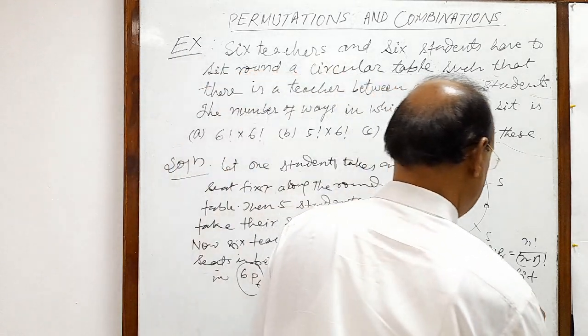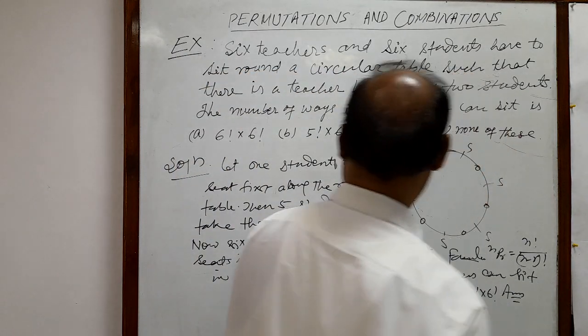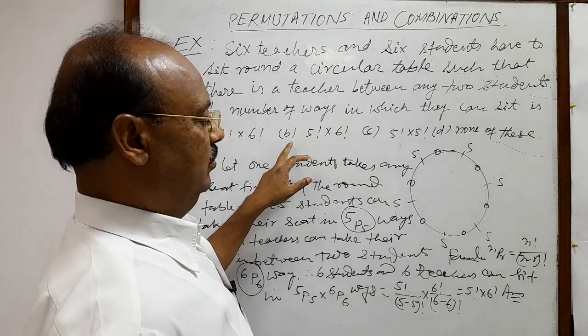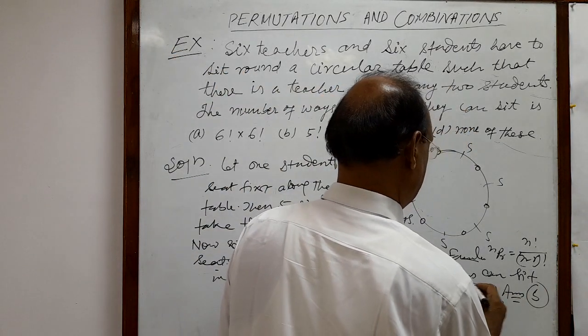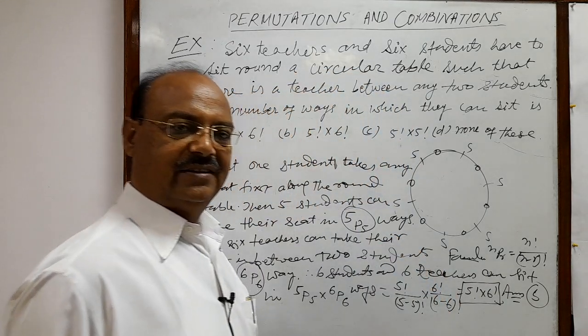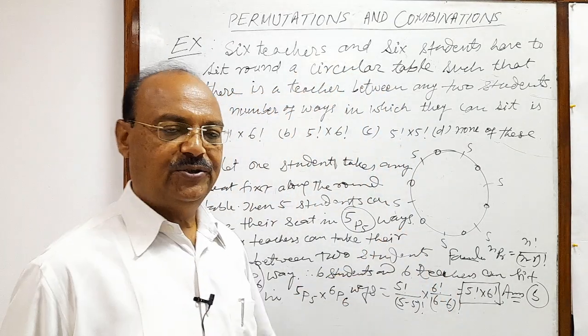So which is the answer? Here the answer is option B. So the answer is B. The answer is 5 factorial into 6 factorial. Correct? Hope you have got the solution very well.